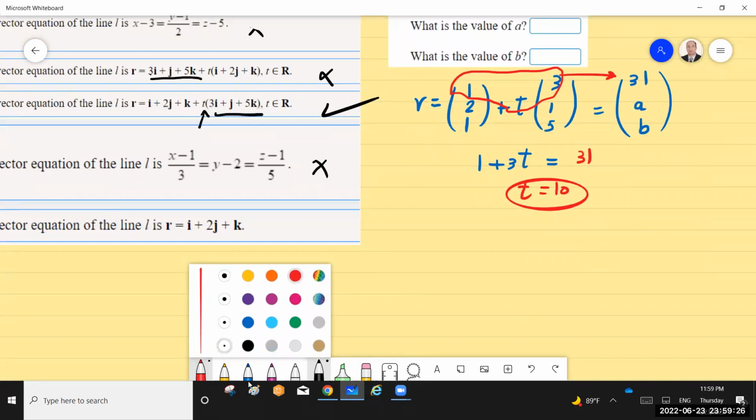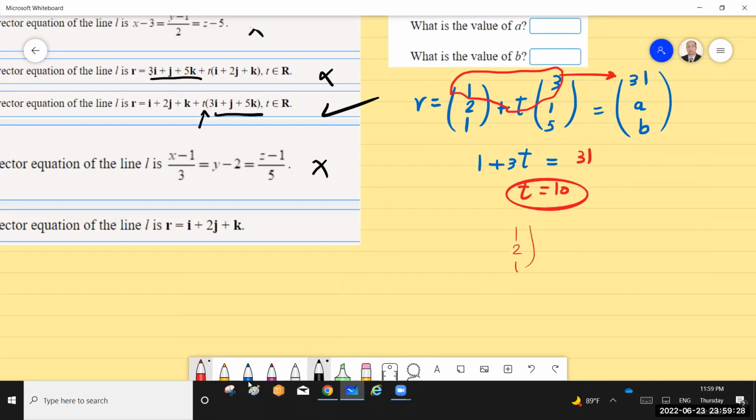So I have 1, 2, 1, the first vector, plus 10 into 3, 1, 5. The first one is already given, 31, the second one will be 12, and this is the value of a, and the value of b will be 51. 10 times 5 is 50 plus 1 is 51, and 10 times 1 is 10, plus 2 gives you 12. So the answer is a equals 12, and b equals 51.